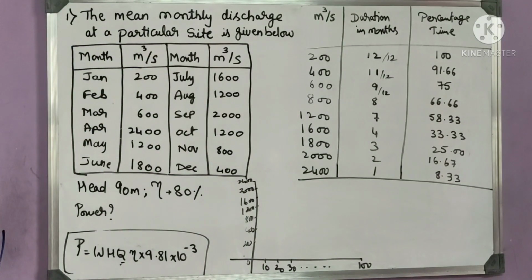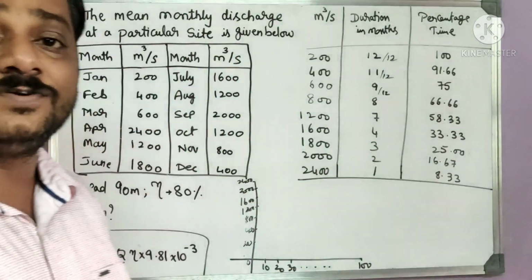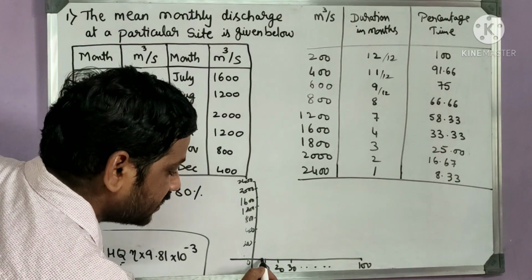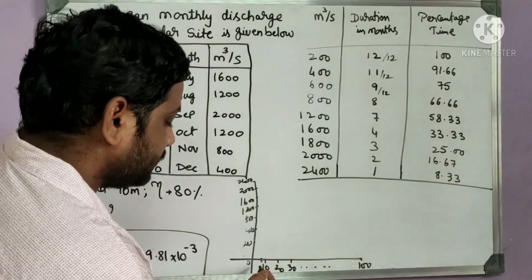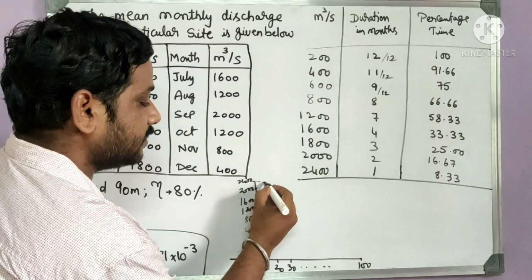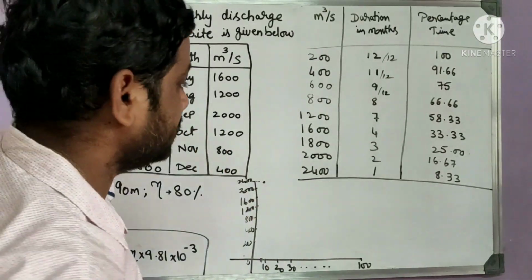So 2400 is there for only 8.33% of duration. So in this 10 we may get somewhere here 8.33, and this is 2400. So you get a point here. Just have a point over there.